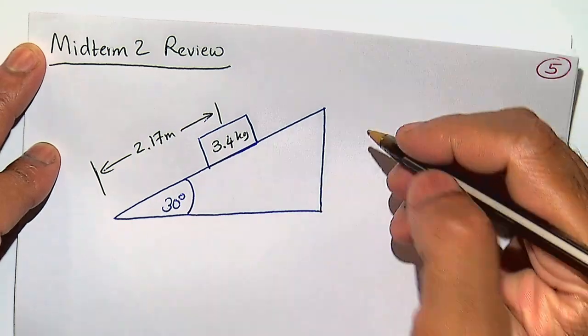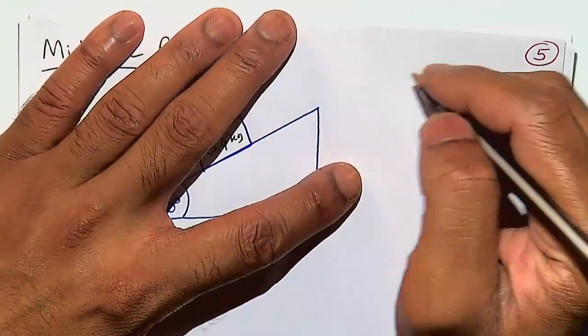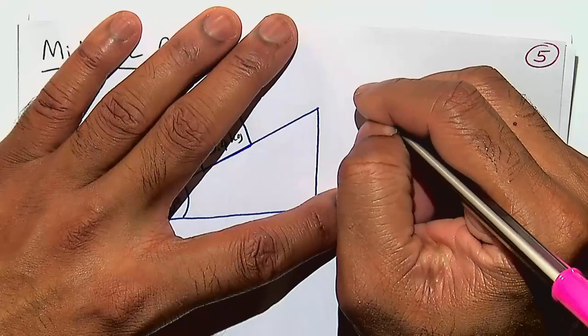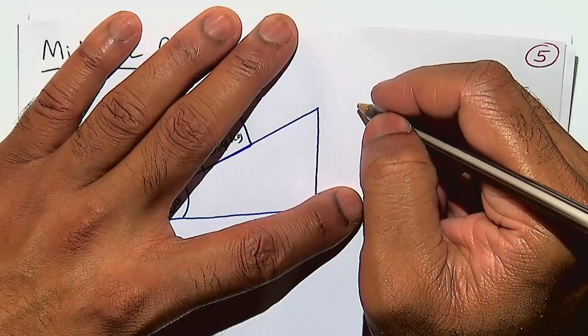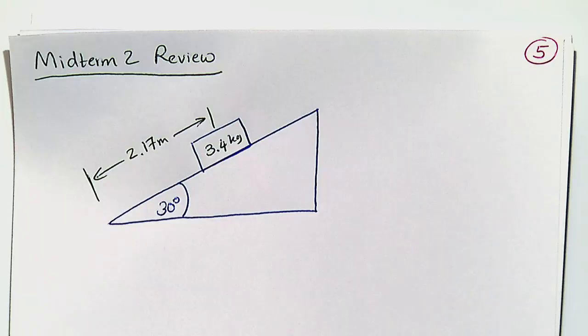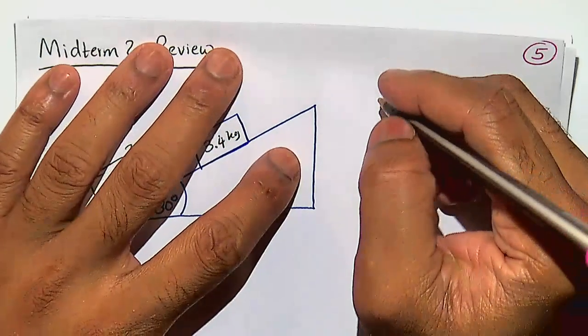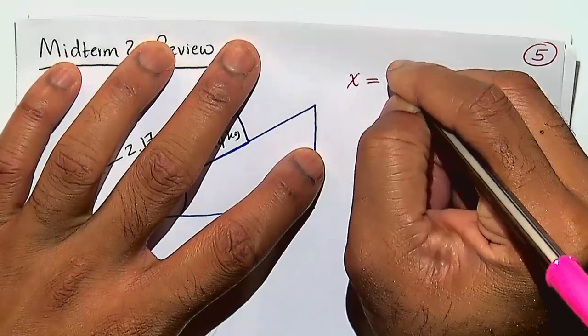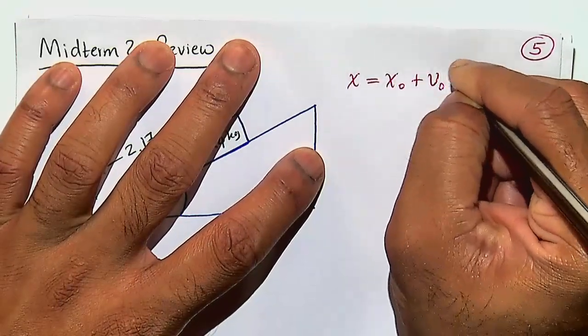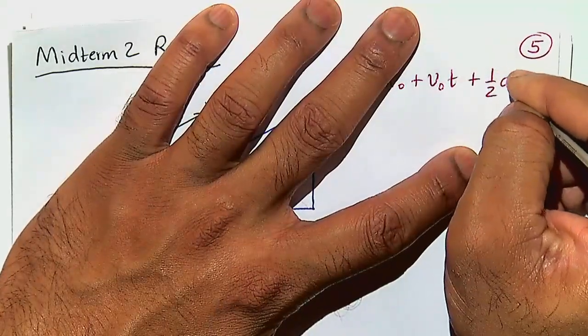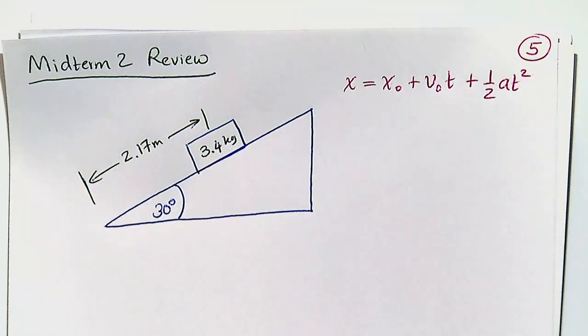Using kinematics, what's a good equation to use, right? We can think about our velocities, right? Because it starts off from rest. And, well, we don't have a final velocity, so that's not going to work. What kinematic equation should we use here to get acceleration? So yeah, we can say x is equal to x naught plus v naught times time plus 1/2 a t squared. Okay.